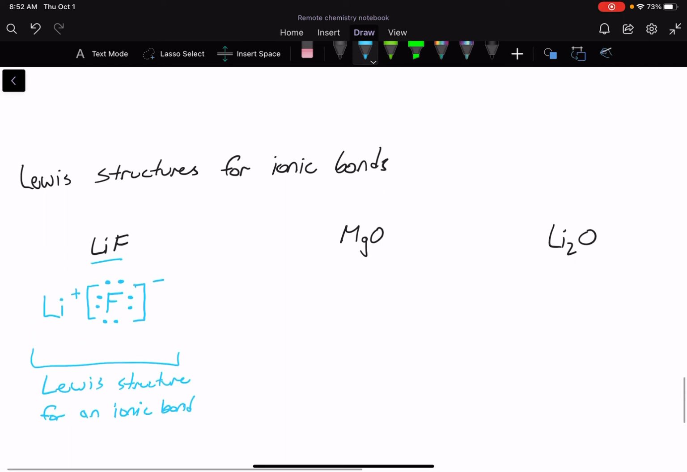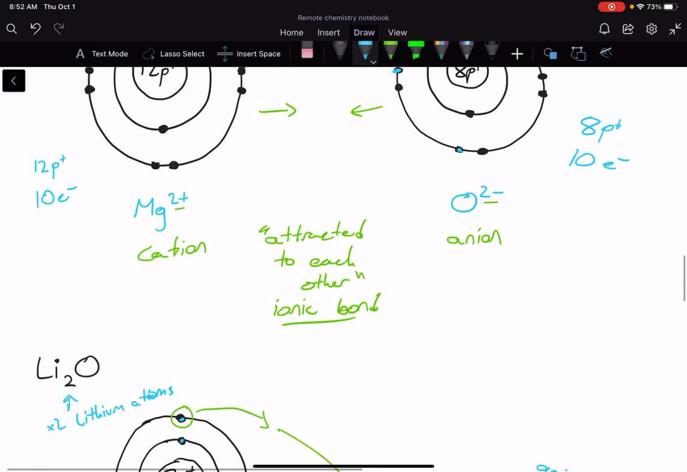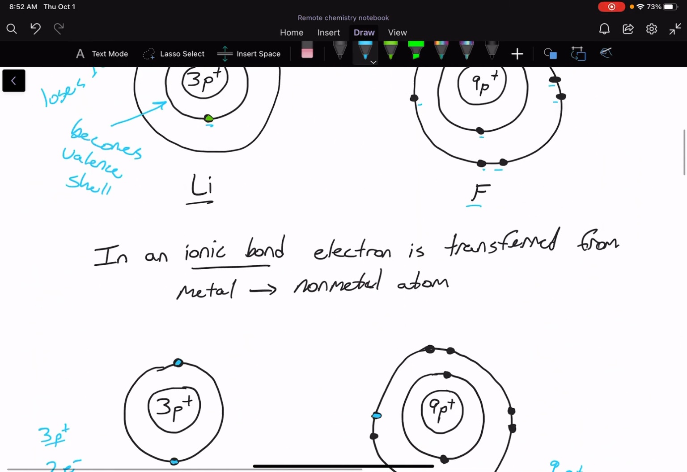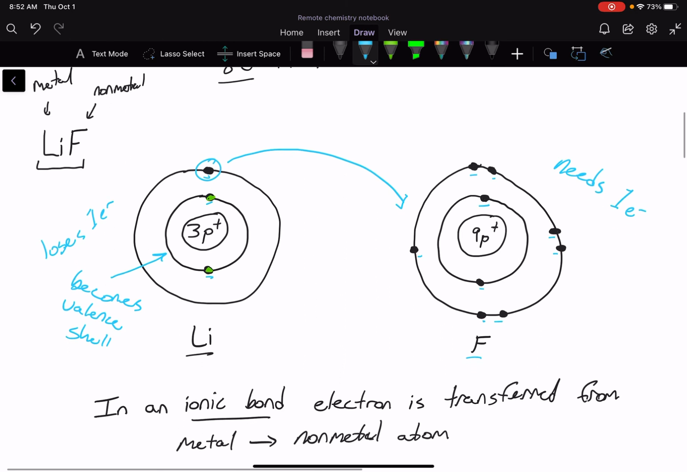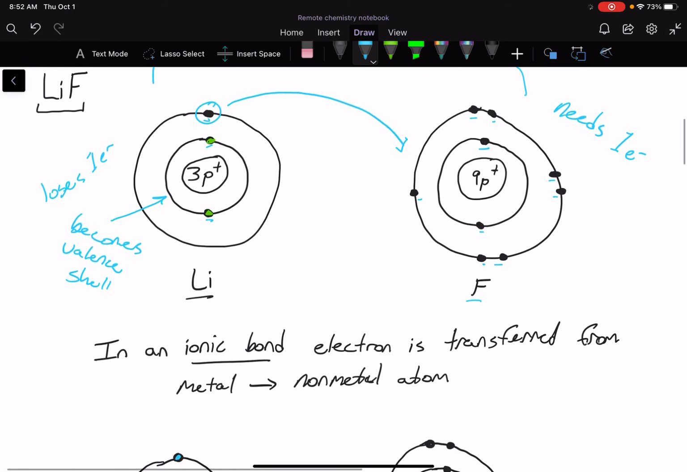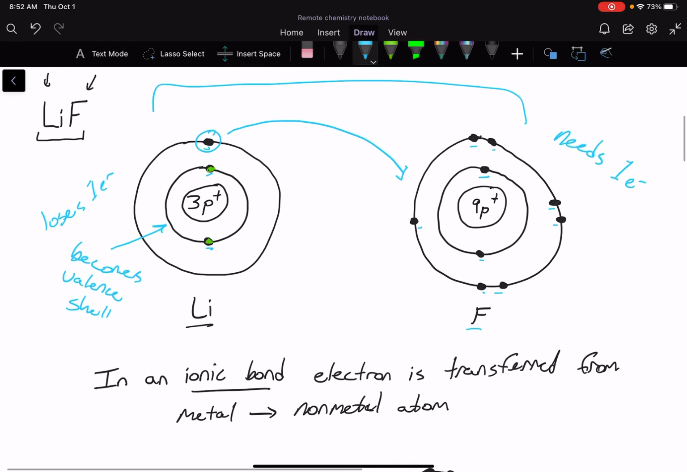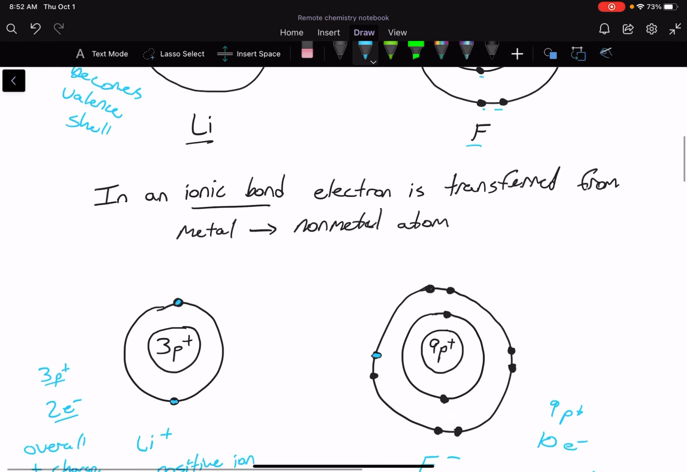All right, so again, I'm going to go back up to our first example that we did with Li and F. So rather than drawing this giant Bohr diagram every single time we're trying to represent a bond between a metal and a nonmetal, we can draw a Lewis structure instead, so it just makes it a little bit simpler.